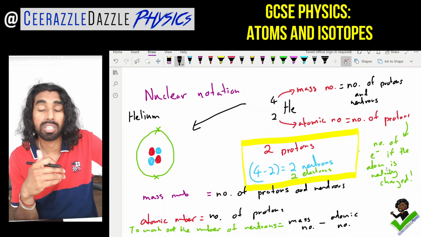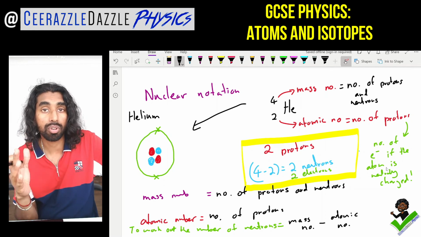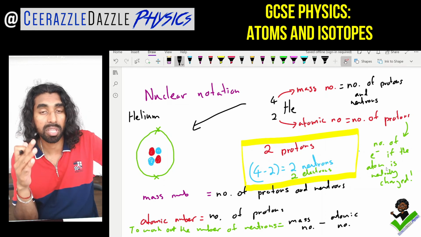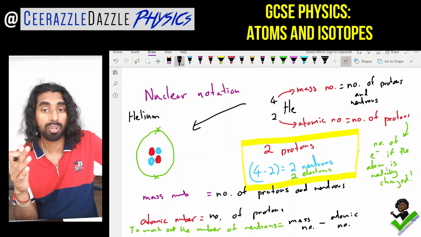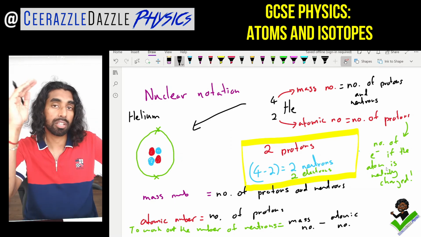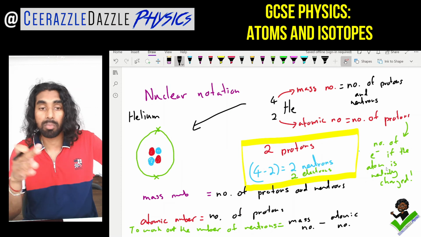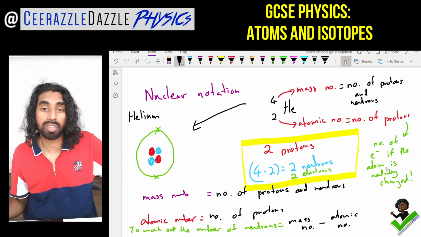Scrolling down, we have nuclear notation. Nuclear notation, we said the top number corresponds to the mass number, which is the number of protons and neutrons. The bottom number is going to be the proton number, which is the number of protons. To work out the number of neutrons, when you're given the notation, you simply take the top number and minus the bottom number. So 4 minus 2 is equal to 2 neutrons here. And there we go, I've summarized it all at the bottom of this page here.